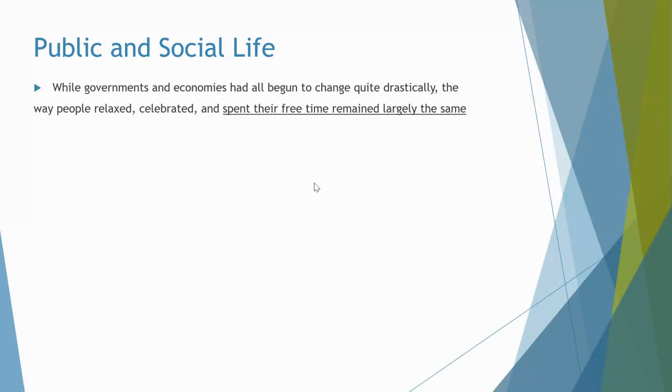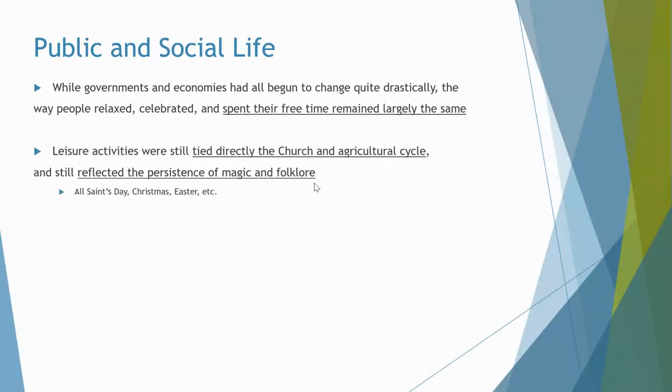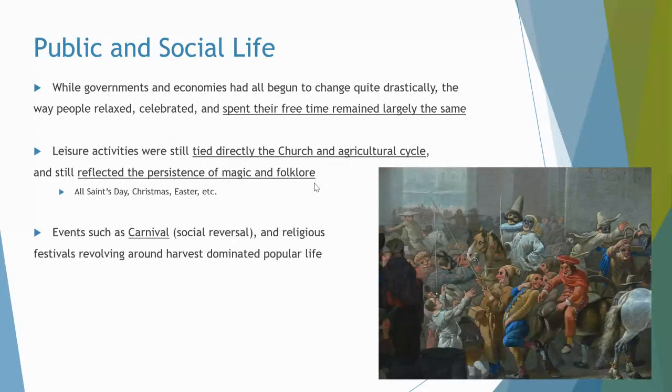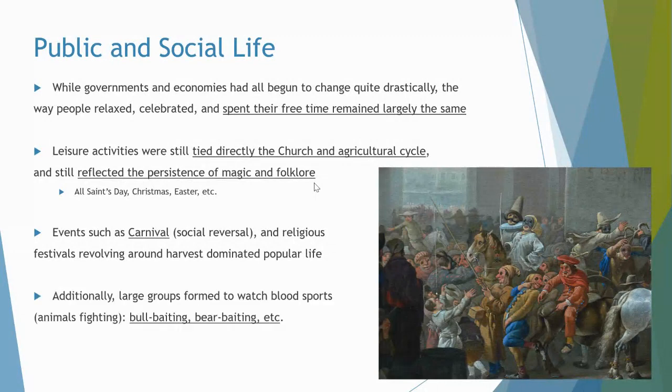So while governments and economies had all begun to change quite drastically, the way people relaxed, celebrated, and spent their free time remained largely the same. Leisure activities were still tied directly to the church and agricultural cycle and still reflected the emergence of magic and folklore. Events such as carnival, and you can see an example of that, people dressing up and reversing roles in society. And religious festivals revolved around the harvest, and many people still took part.